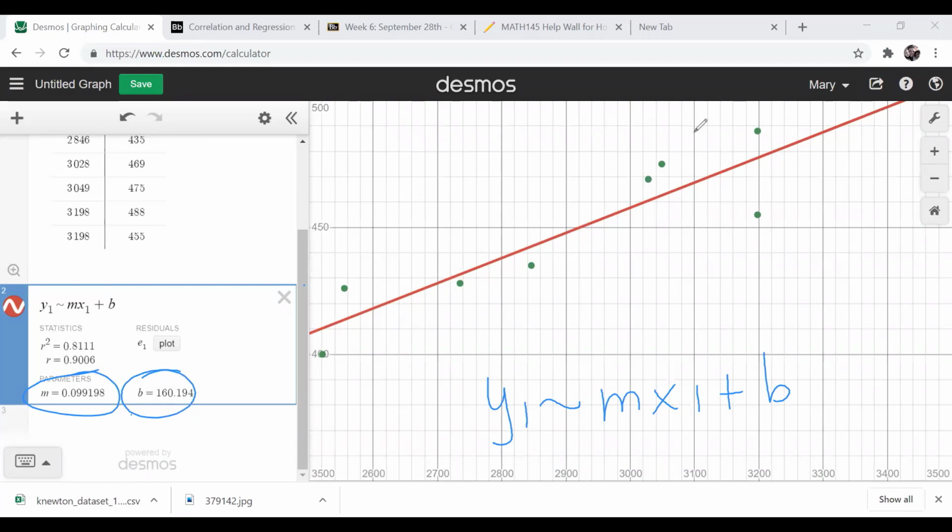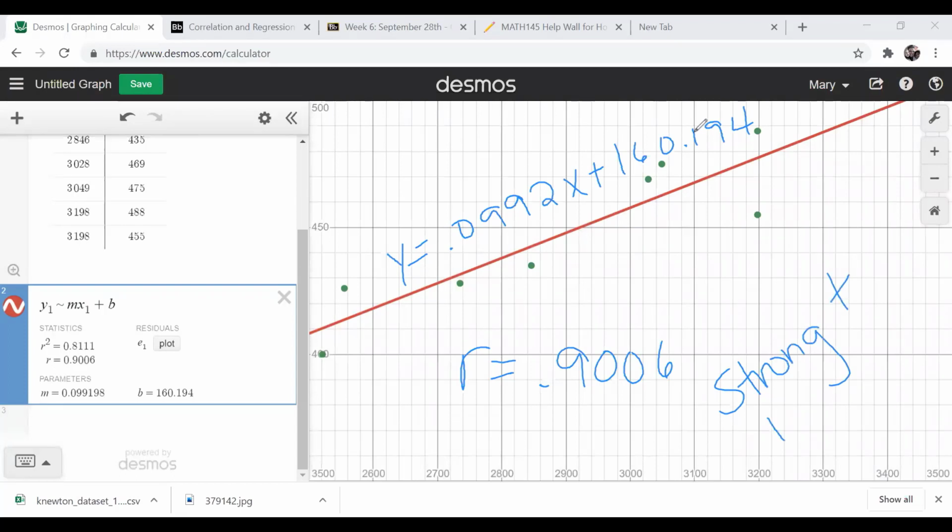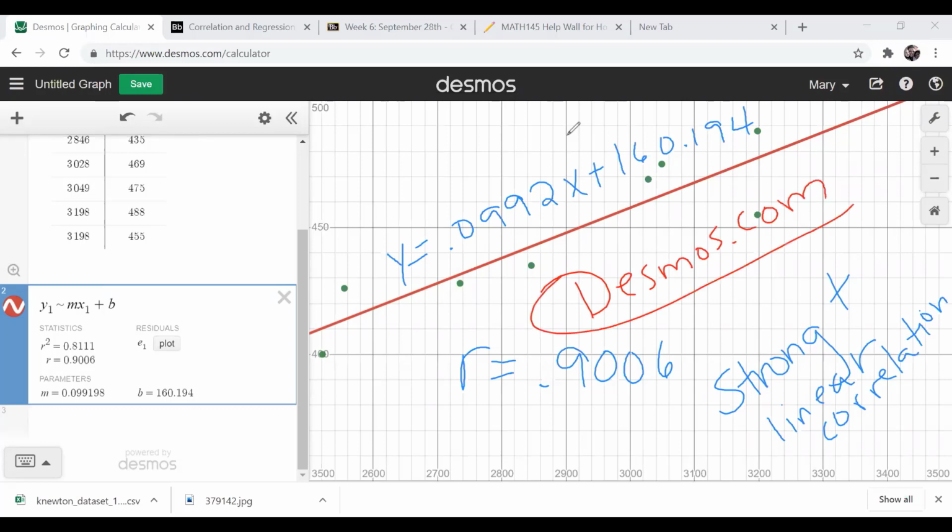So my regression equation is y equals 0.099198, which is 0.0992, x plus 160.194, just like we got in the video. Our R is 0.9006, so it's definitely showing a strong, and this time positive, linear correlation. So again, we are using Desmos. Desmos.com. Pretty awesome tool. Okay.